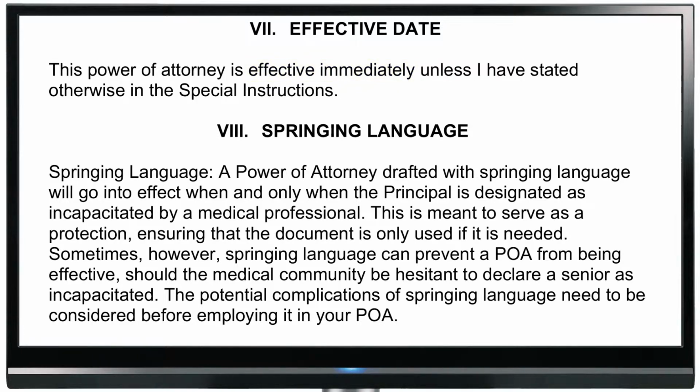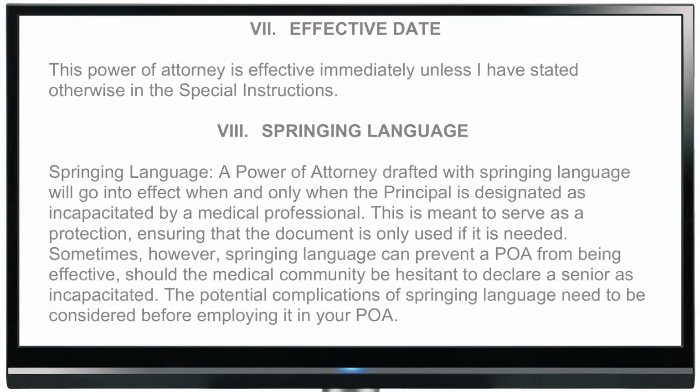Another option is to use what is called a springing power of attorney. Under the effective dates section, state that the power of attorney authorization is effective upon the principal's medical determination of incapacity, based on 1 to 2 medical professionals. Often doctors are hesitant to give a determination of incapacity because of its implications, even if it is needed. It can be difficult to help a senior before they have been officially deemed incapacitated.